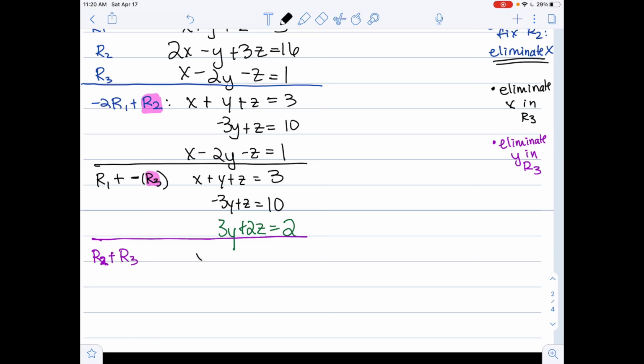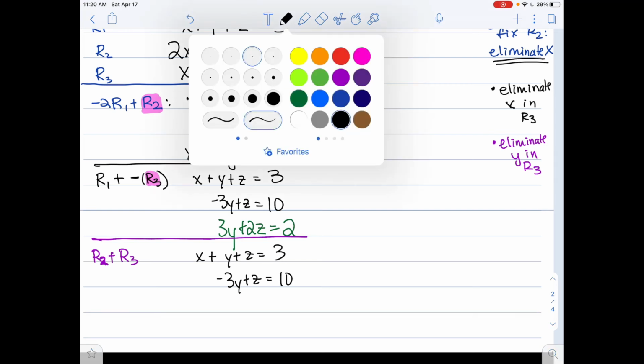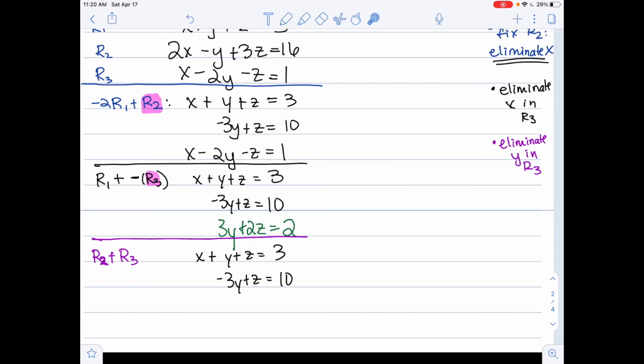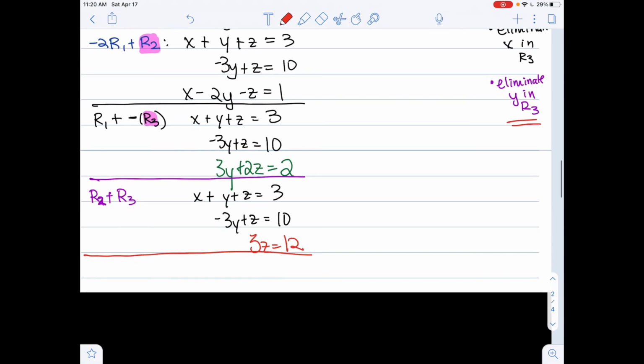So I'm going to keep everything else the same, rewrite them. Here's row 1. Here's row 2. And now for the change. So row 2 plus row 1 for the y's just gives me 0y. Row 2 plus row 3 for the z's gives me 3z. Row 2 plus row 3 gives me 12, which is beautiful because I've just eliminated that y in row 3. So we're almost to row echelon form. And I don't know why there's a black spot underneath here, but that's okay. We're almost to row echelon form.